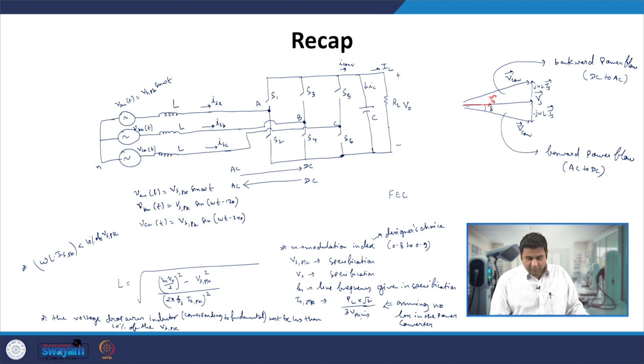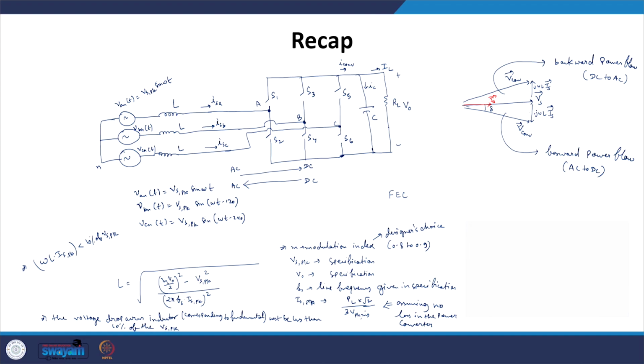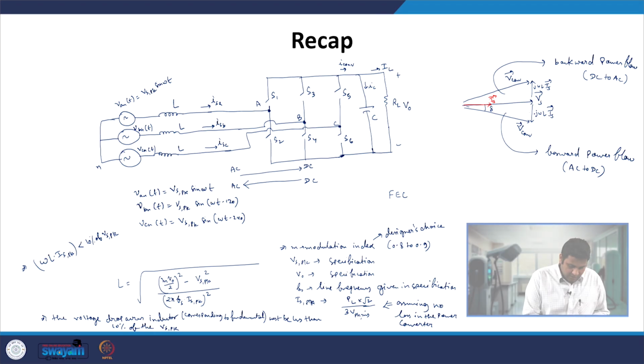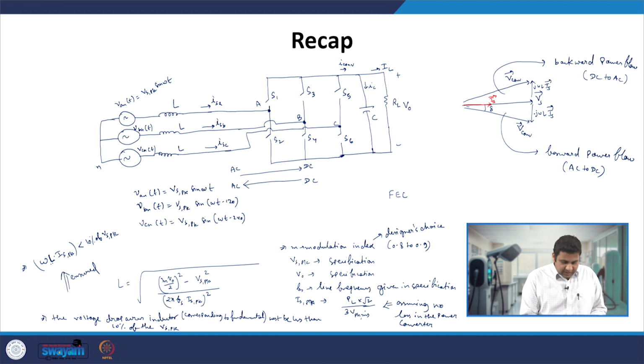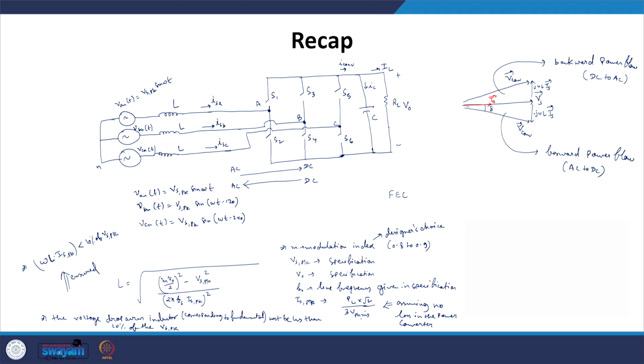of M, the modulation index, maybe increase the modulation index, and that's when we can ensure that the L value changes, and that's when omega L Is peak is less than 10% of Vs peak. This condition has to be ensured. Otherwise, if there is more voltage drop, then the maximum voltage will be dropped across the inductor. So that's why M has to be calculated accordingly.